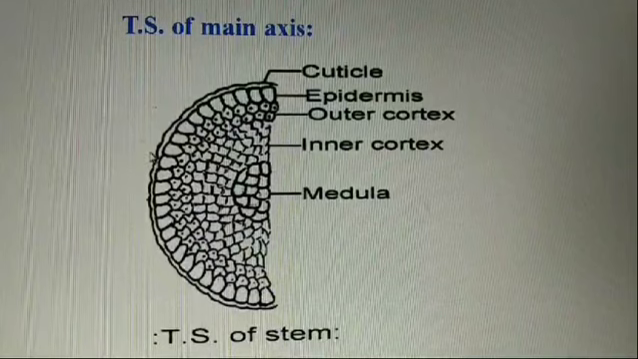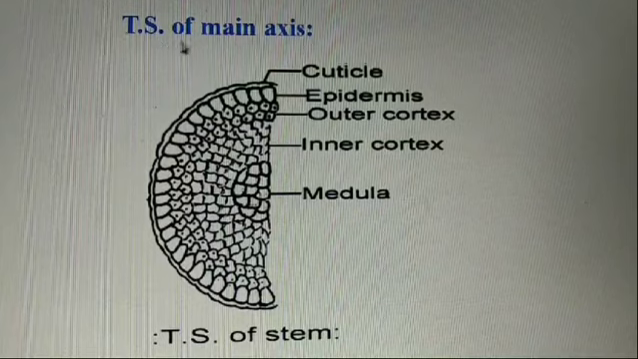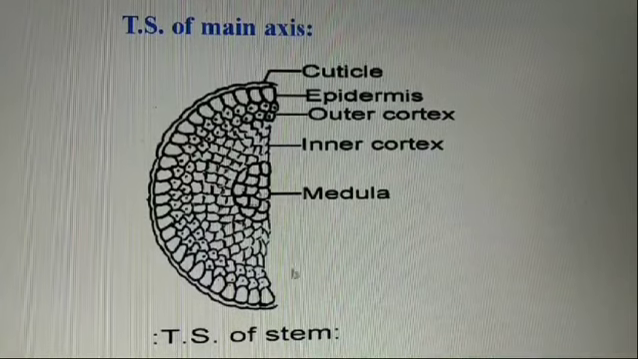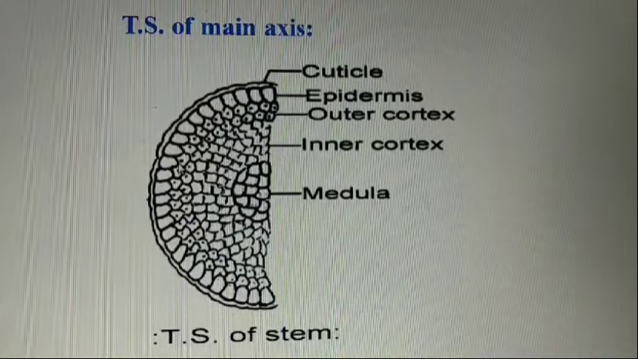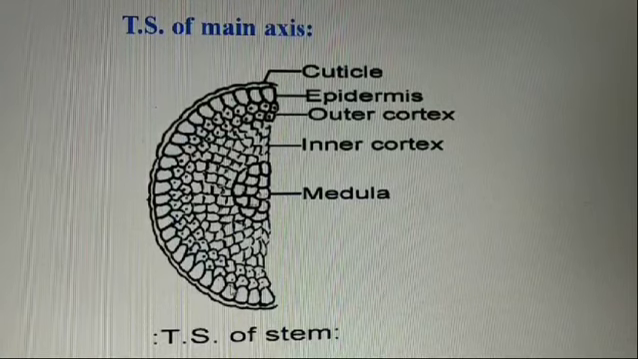Now, internal structure of main axis, TS of main axis. A transverse section of main axis shows three different parts such as epidermis, cortex, and medulla. Epidermis is the outermost layer of main axis. It is made up of single cell layer. Cells are compactly arranged. The epidermis is covered by thick cuticle. The cells of epidermis are meristematic in nature, so epidermis is also called meristoderm. Epidermis gives protection to the inner tissue.